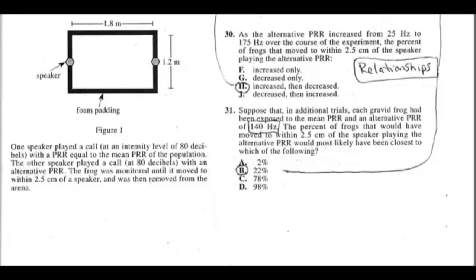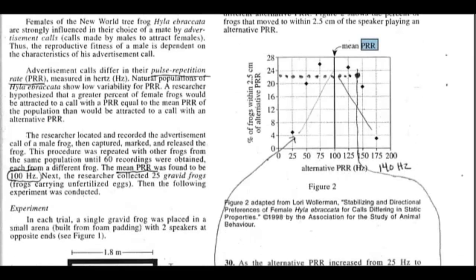First of all, go ahead and take a look here at figure 2. So in figure 2, the first thing that we need to do is see what the XY axis is here. Here is the PRR in Hertz, and this is the mean right here. So we've got 0 to 200, and then here is the percent of frogs within 2.5 centimeters of the PRR, and this is the mean right here.